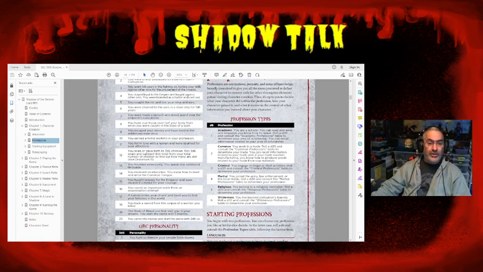With a common profession, you work in a trade. Roll a d20 and consult the common professions table to determine your trade. You can recall information related to your trade, and if your trade involves manufacturing, you know how to produce goods related to your trade from raw materials. Then you have a criminal background. So the criminal profession, you engage in illegal or illicit activities. Roll a d20, consult the criminal professions table to determine your profession.